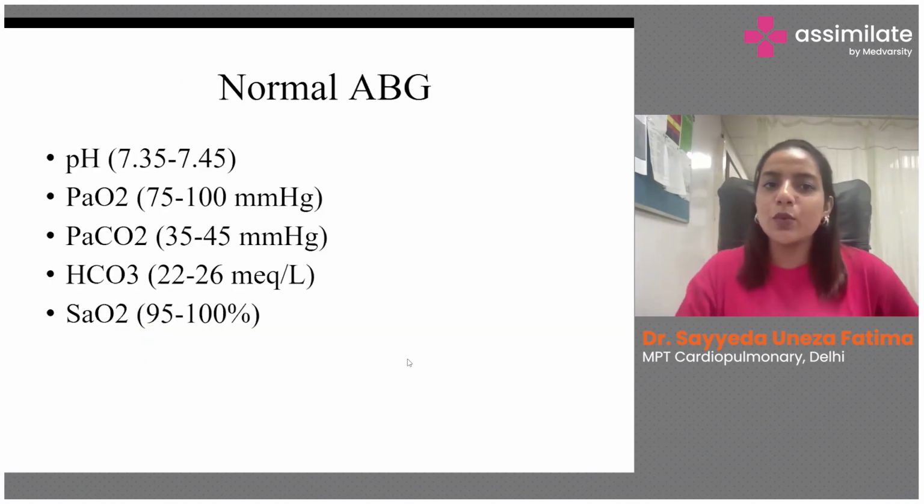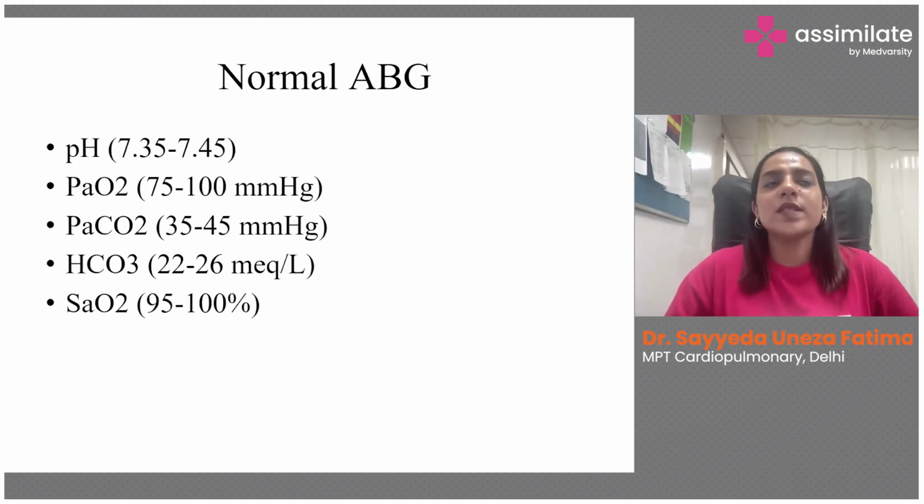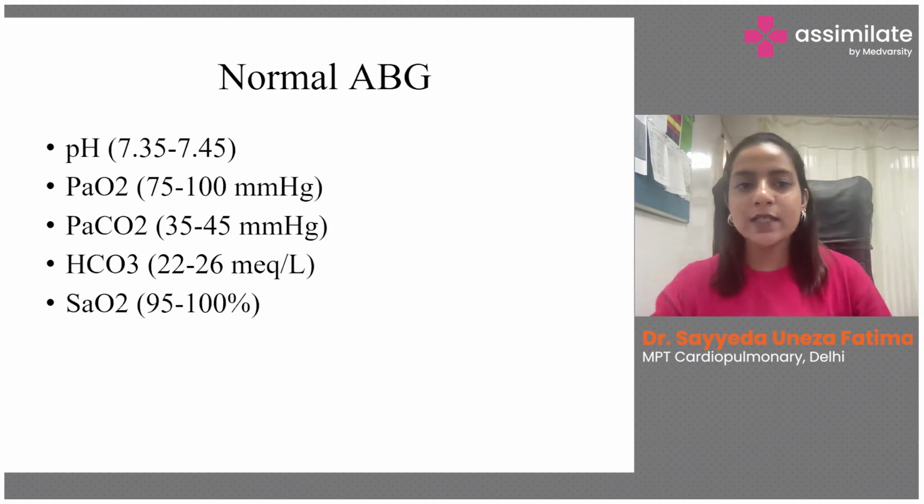So these are the normal values. You will see the PO2, anything which goes below 75 or 60 needs supplemental oxygen. All right. So in order to see the hypoxia, you need to see the PO2 levels. All right. Next, please.